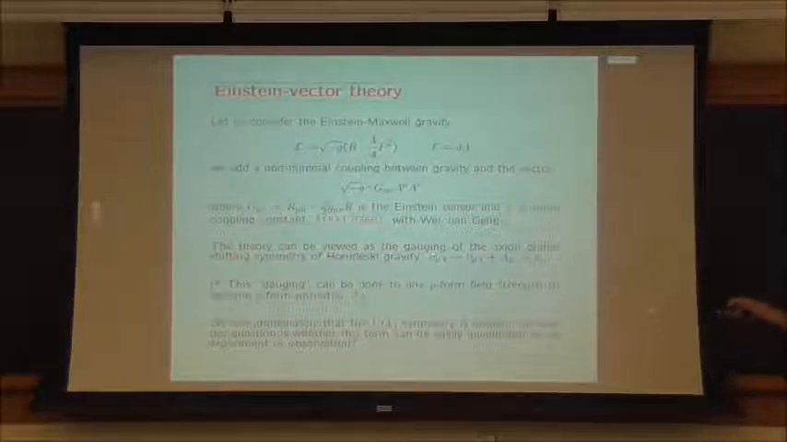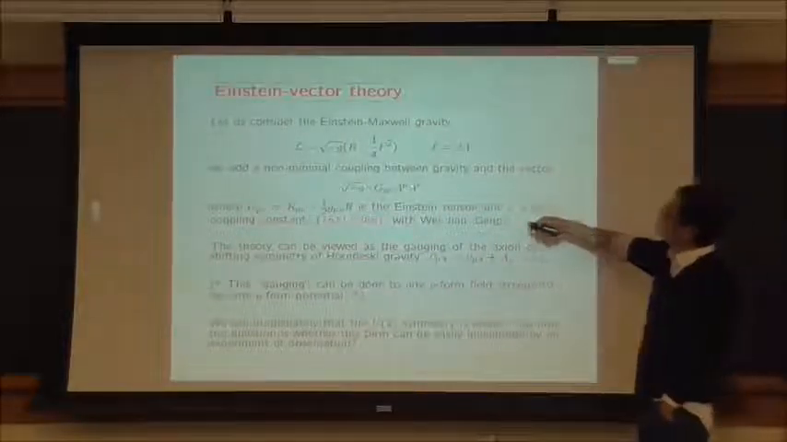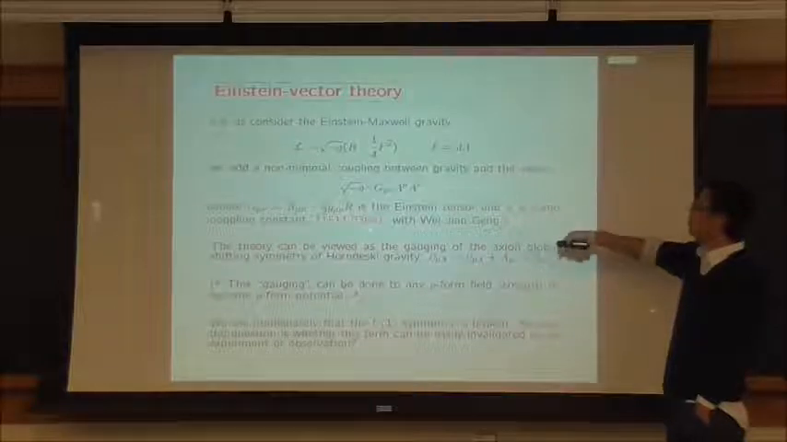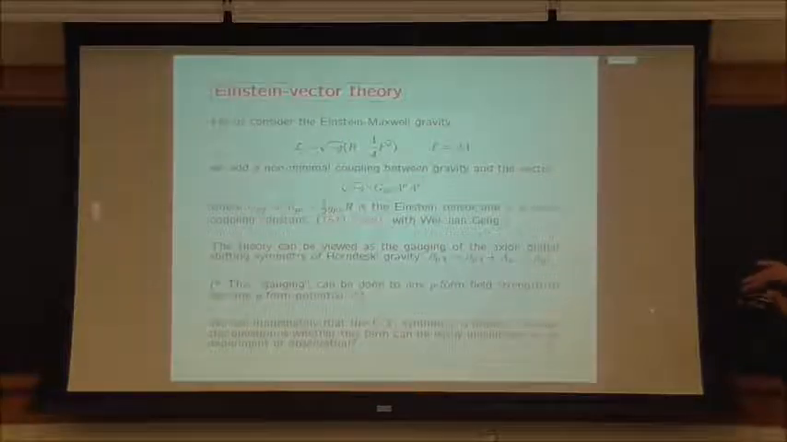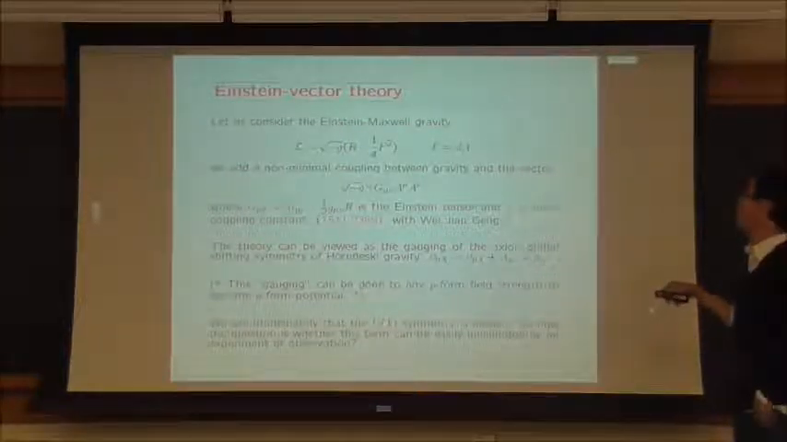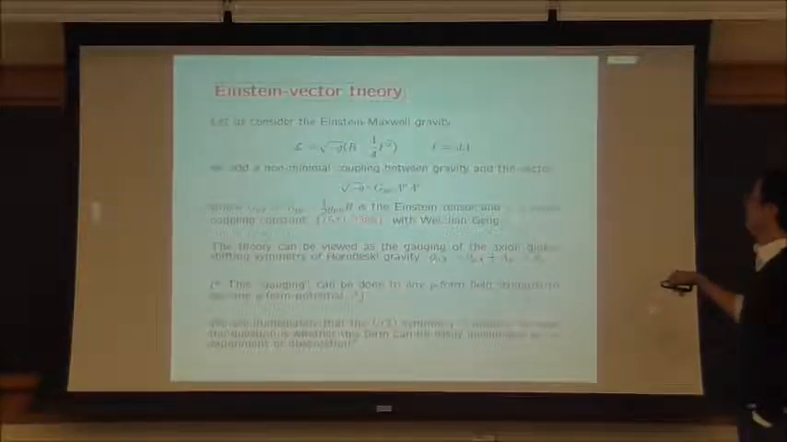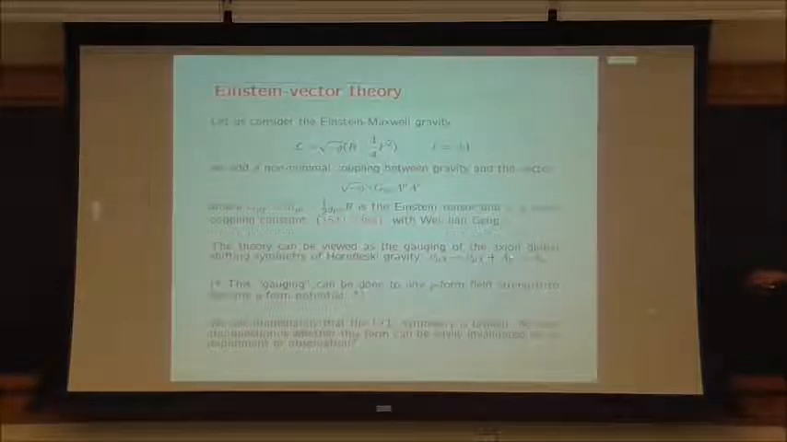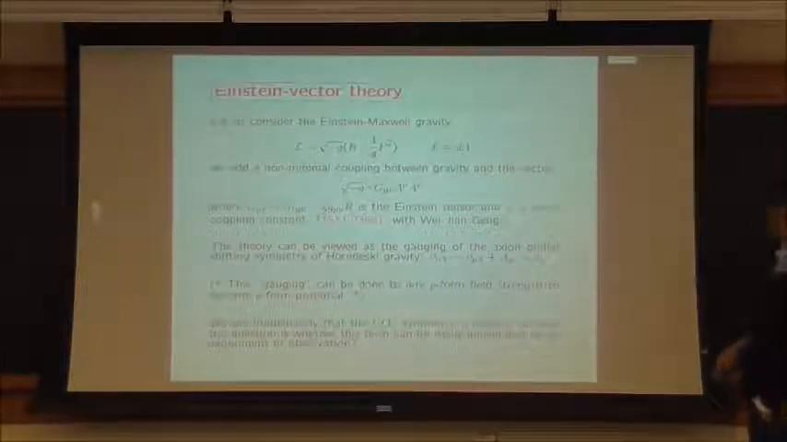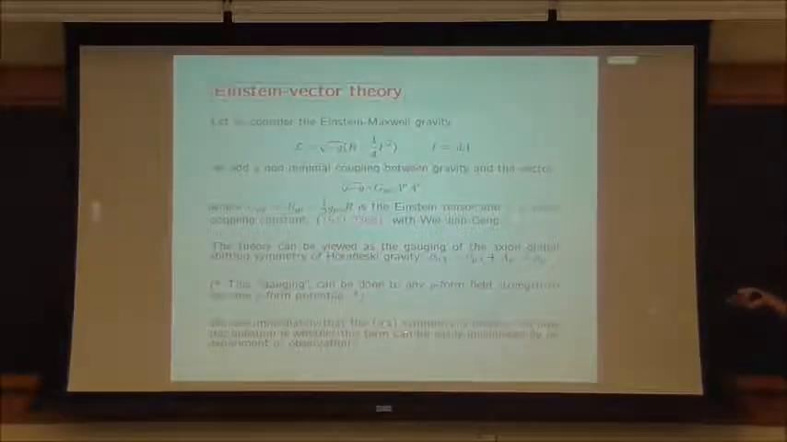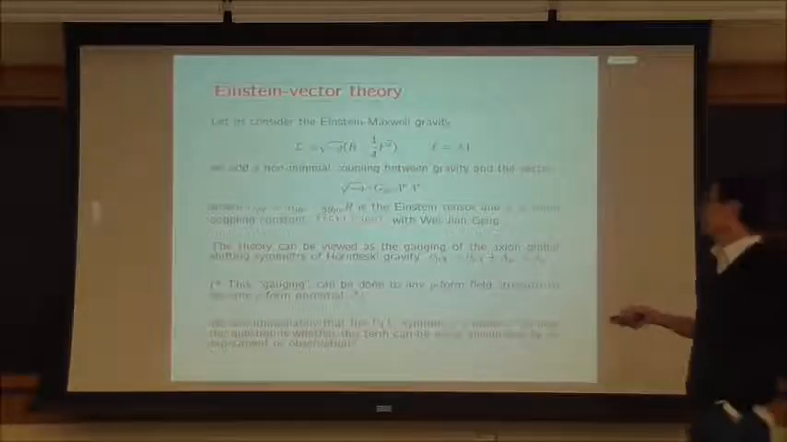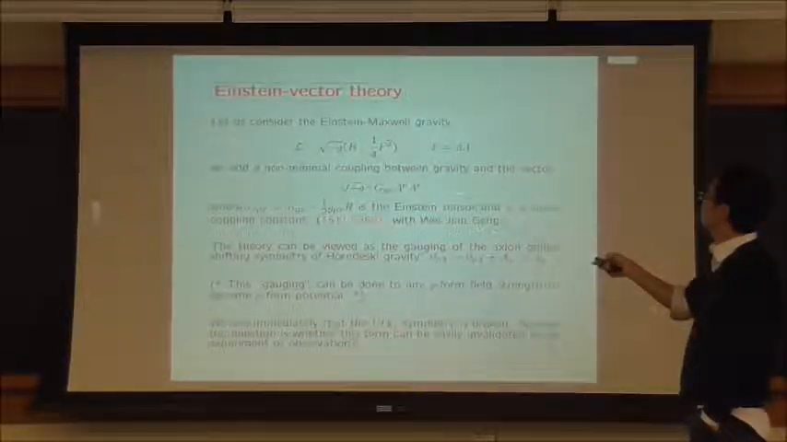And the theory can be viewed as a gauging of the axion global shift symmetry of Horndeski gravity. In Horndeski gravity, basically A_μ is replaced by ∂_μ χ. In this case, the axion has a constant shift symmetry, and if you want the shift symmetry to be local and the theory still be invariant, then you have to introduce a gauge field, and then this gauge field can eat the axion to become massive. And this gauging can be done to any p-form field strength to become a p-form potential of the theory I talked about earlier. Then we see immediately that your U(1) gauge symmetry is broken because of this.